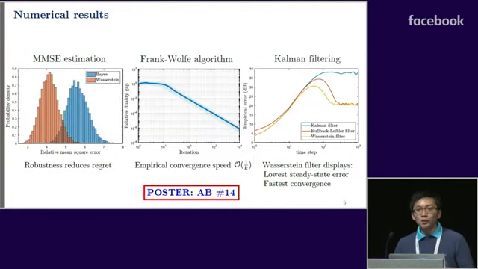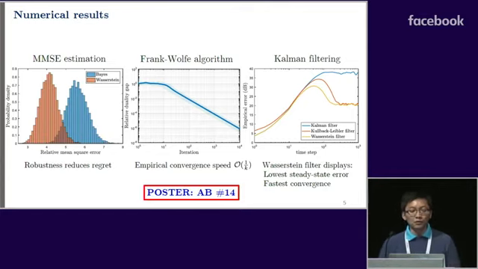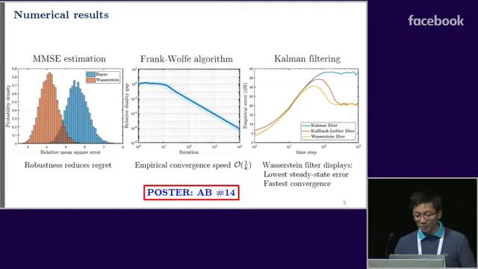We now showcase to you some numerical results of our Wasserstein-Kalman filter and the estimator. The left graph shows that the distributionally robust estimator generates lower regret than the classical estimator, compared to an ideal estimator that possesses full distributional information. The graph in the middle shows that the Frank-Wolfe algorithm actually has an empirical convergence rate of 1/k squared. Apologies for the typo here.